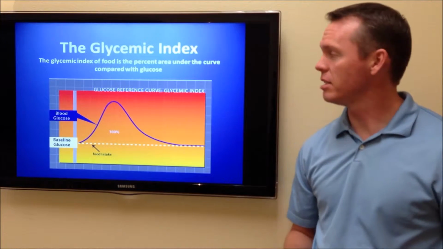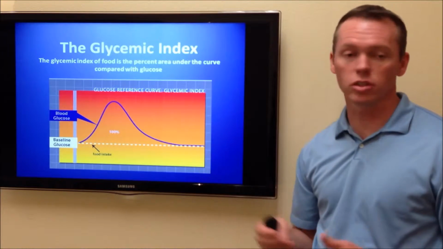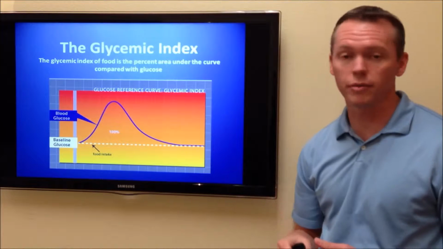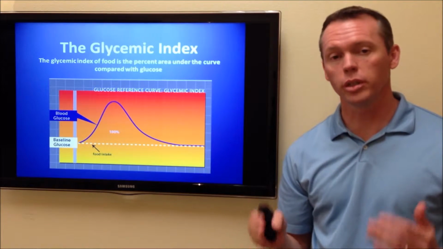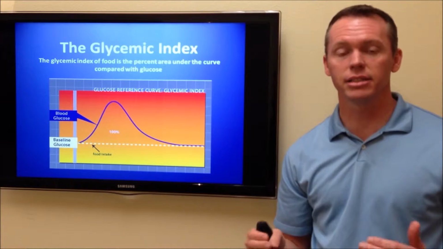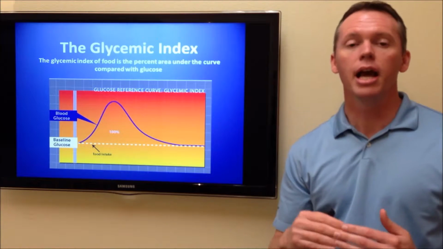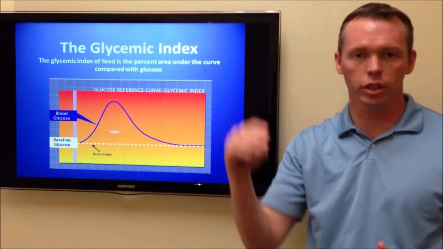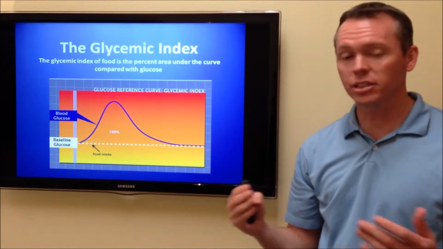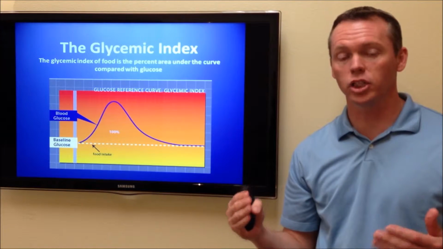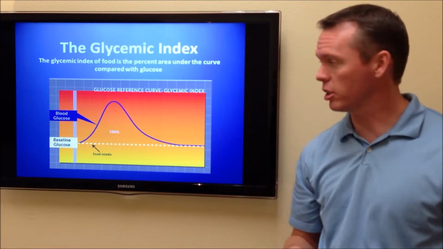Let's talk about the glycemic index. The glycemic index is also referred to as the glucose reference curve. In other words, what the glycemic index does is it tells us when we eat something how high or how much sugar goes into our bloodstream. And that's important because that's a direct reflection on the amount of insulin our body secretes.